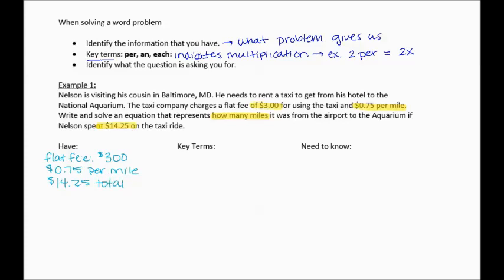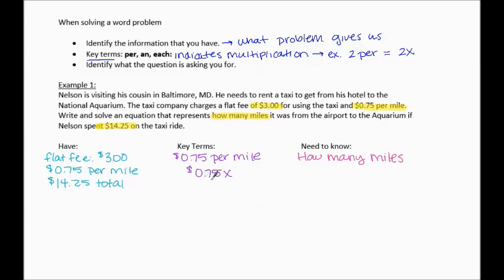So the key term that we noticed here was 75 cents per mile. And what we talked about before, that word per typically means multiplication. So we can go ahead and rewrite this as 0.75x. And finally, what do we need to know? We need to know how many miles. How many miles was it from the airport to the aquarium if he spent this much money?